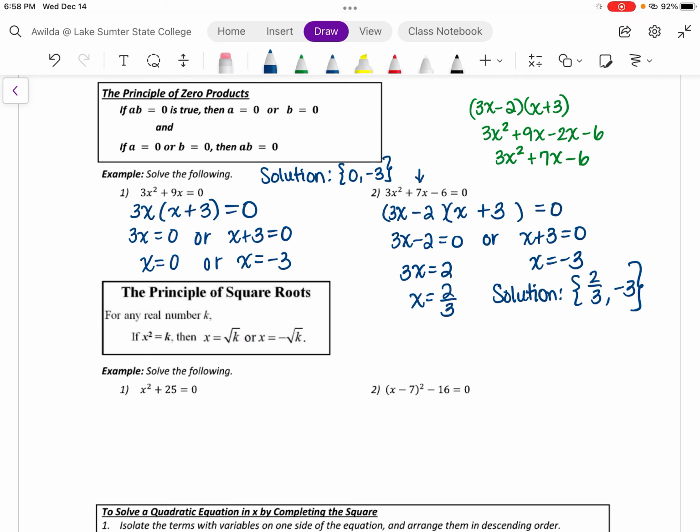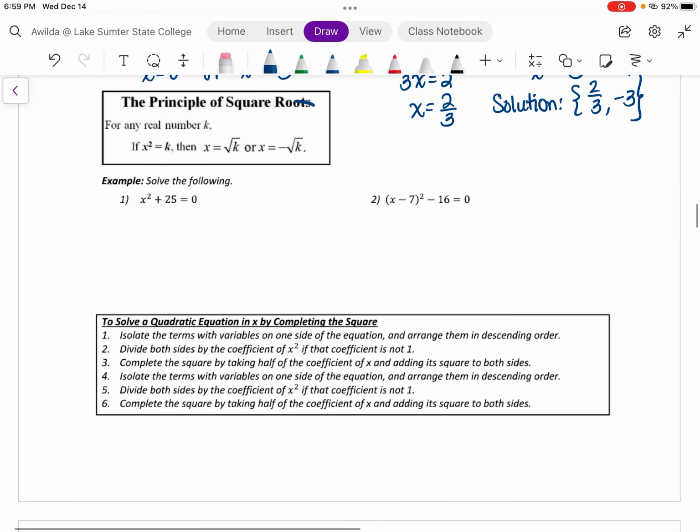The second method for solving quadratic equations is using the principle of square roots, which says that for any real number k, if x squared is equal to k, then x is equal to either the principal square root of k or the negative square root of k. Notice that k just has to be real. It doesn't even have to be positive. So this also will yield some roots that involve imaginary units. Let's take a look at the two examples below.